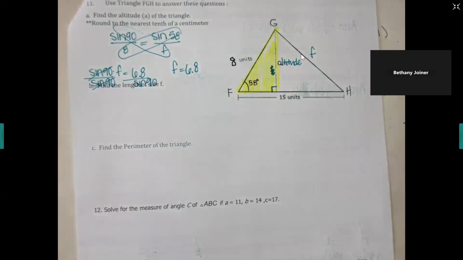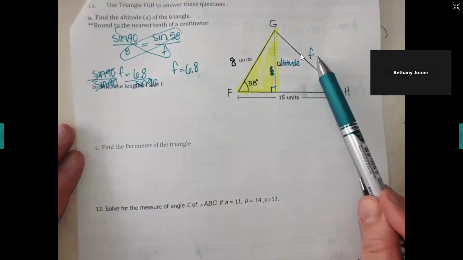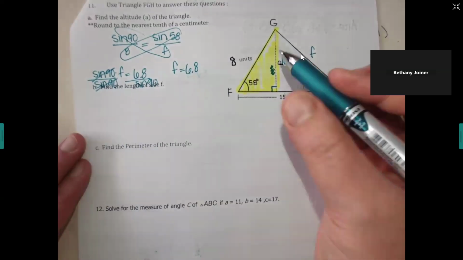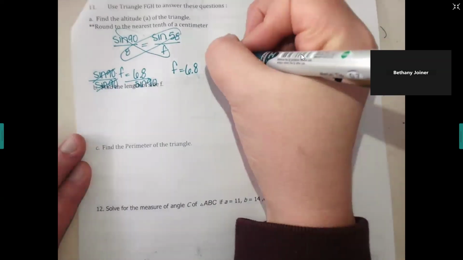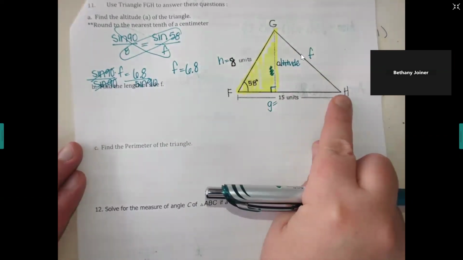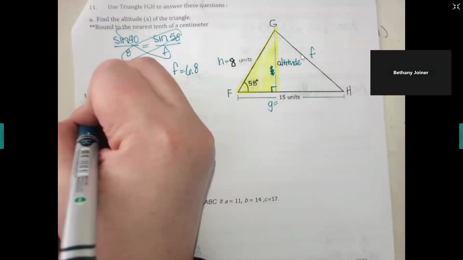What could we use to find that missing side? Do we have partners where we have a capital and a lowercase of the same letter? So I have big F, I want little f, no partner there. I have little g, but I don't have big G. And then I have little h, but I don't have big H. So do we have partners? No. Then we can't use law of sines. What's the other thing that we can use? Law of cosines. And we haven't used this one in a while.